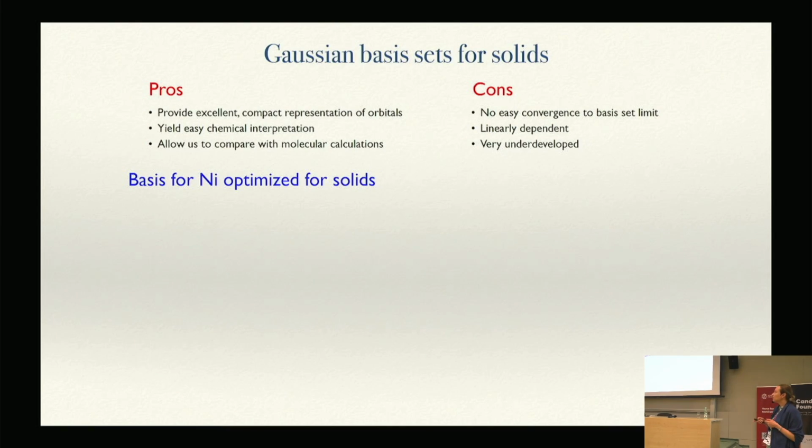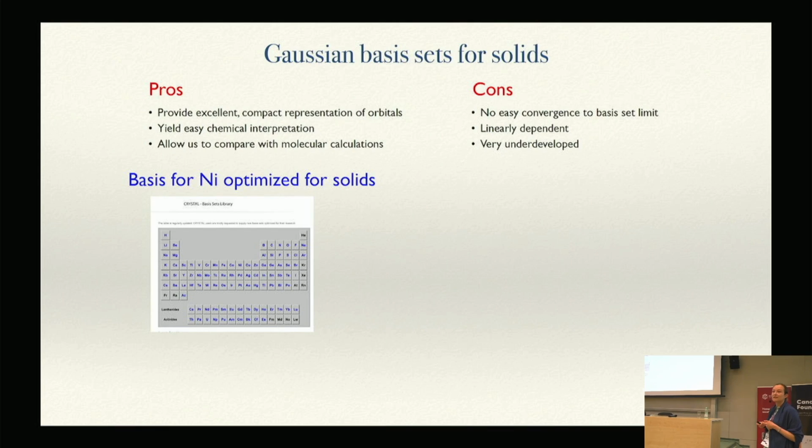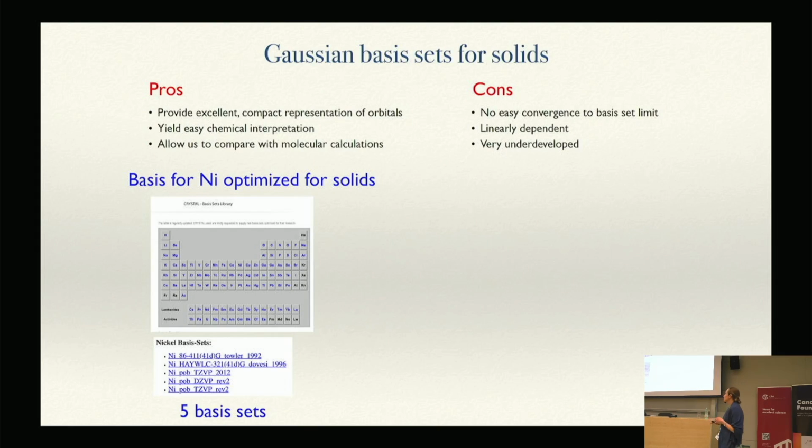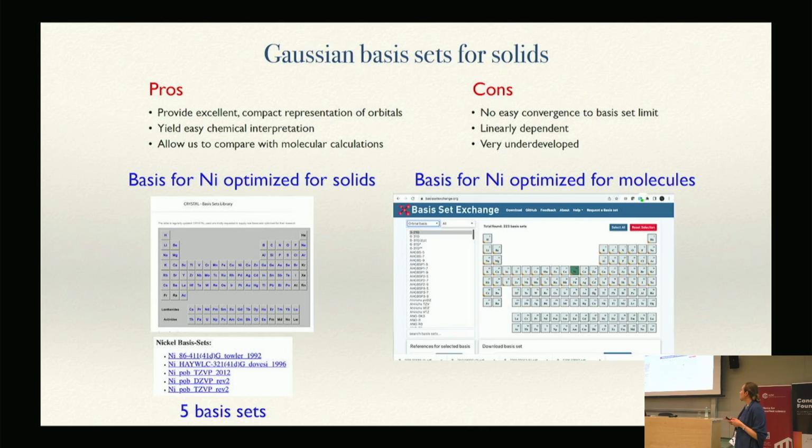So if you wanted to do the calculation for, let's say, nickel oxide and wanted to have a basis set in Gaussian orbitals optimized for solids, you have 5 basis sets. If you want to do the same for molecules, and you check how many basis sets were optimized for molecules, you have 200 basis sets. So basically the field is rife with challenges.